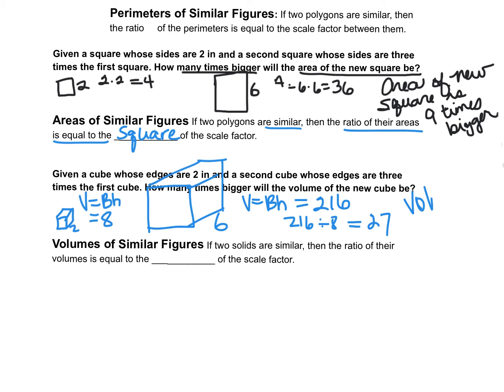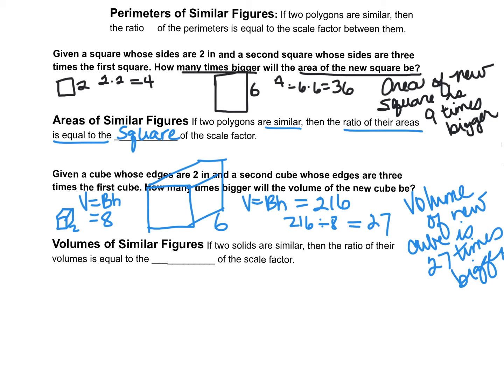So the volume of the new cube is 27 times bigger. 27 is the same as 3 cubed, which makes sense because if two solids are similar, then the ratio of their volumes is equal to the cube of the scale factor.